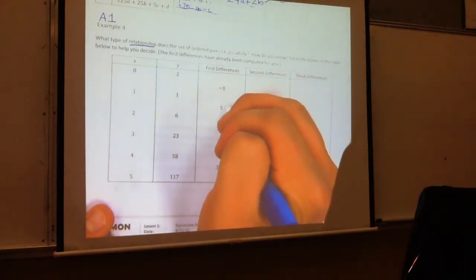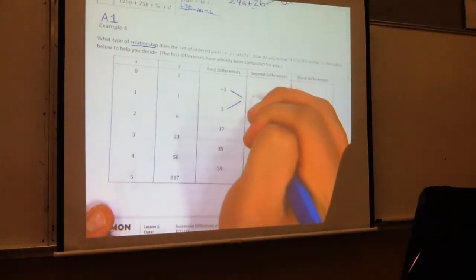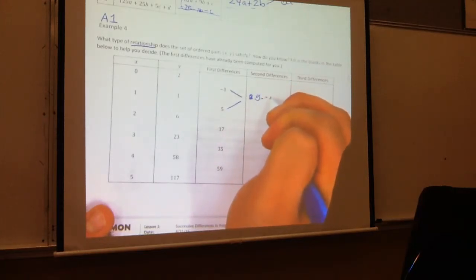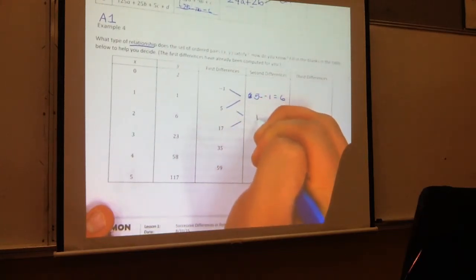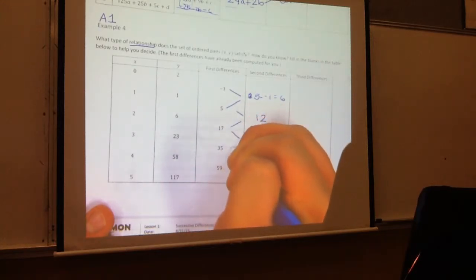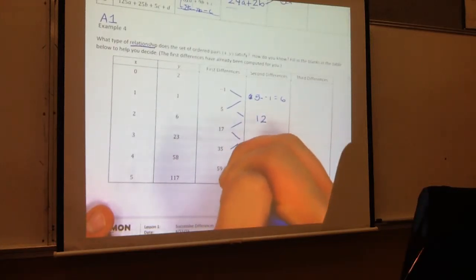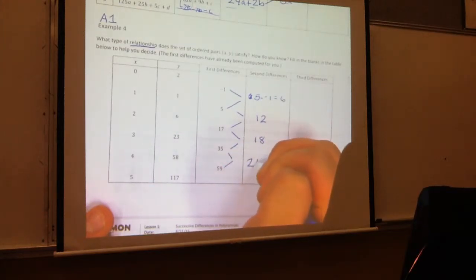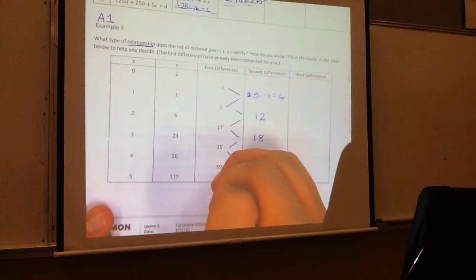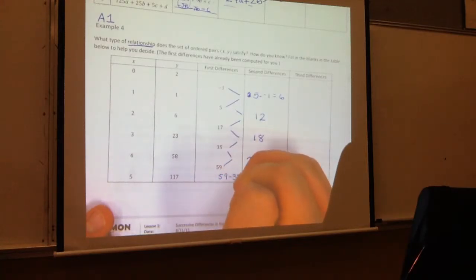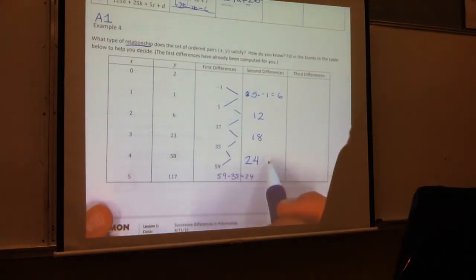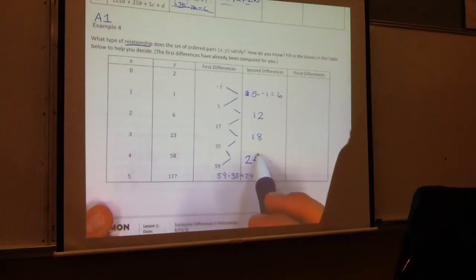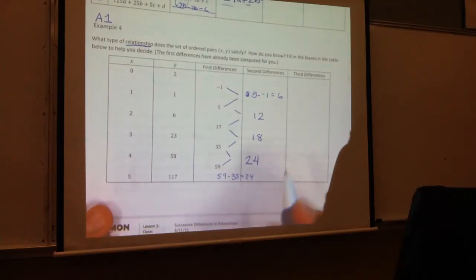So, we do our subtraction: 5 minus 1, and we're left with 6. Here, the difference between these two numbers is 12. Here, the difference is 18, and here, the difference is 24. Subtracting 59 minus 35 equals 24. So the second differences are not the same. So we look to the third difference.